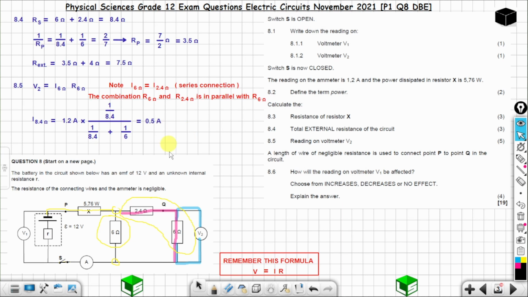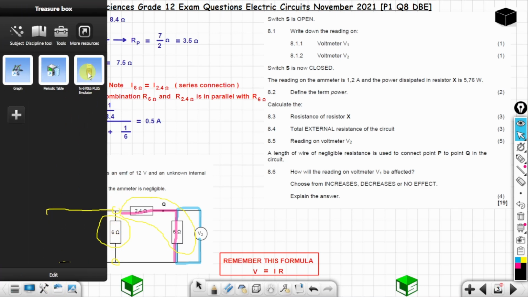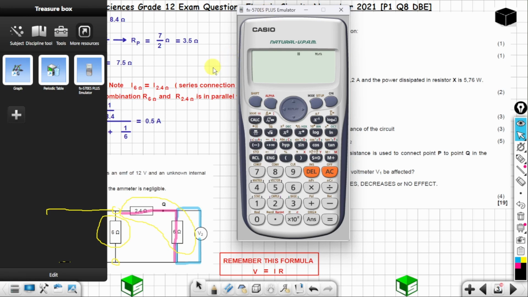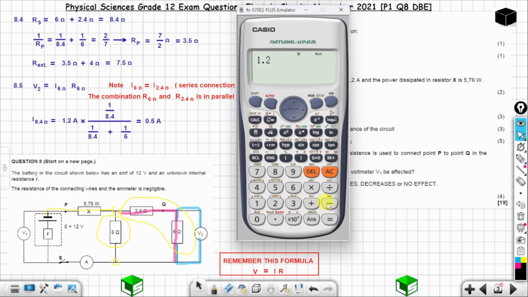So this is the current flowing through this branch. The remaining of the current will flow through this branch. You have 0.5 on this branch and the remaining of 1.2 will flow on this branch. The remaining is 1.2 minus 0.5, so you have 0.7 flowing on this branch, 0.5 on this branch.